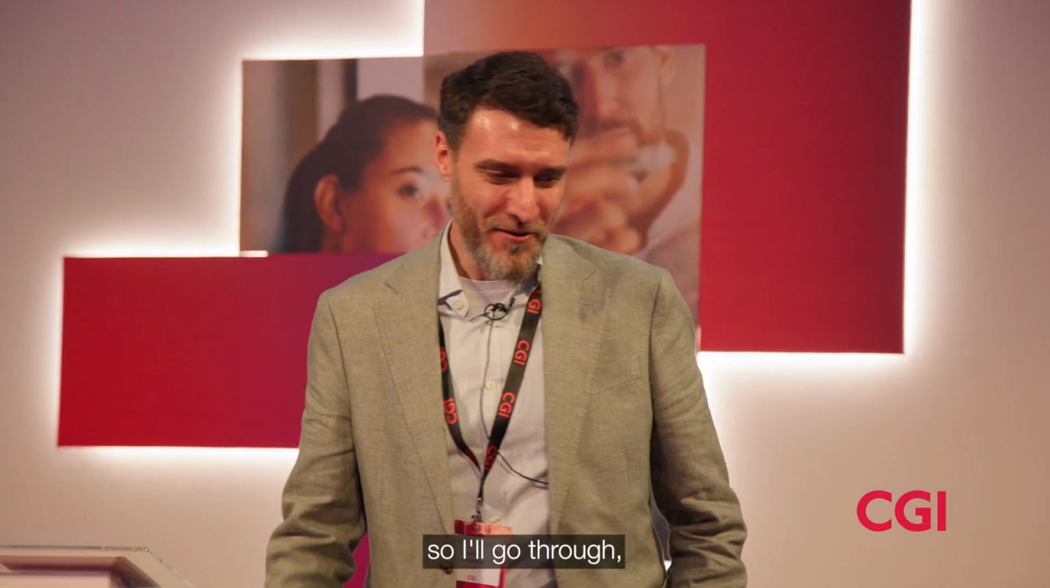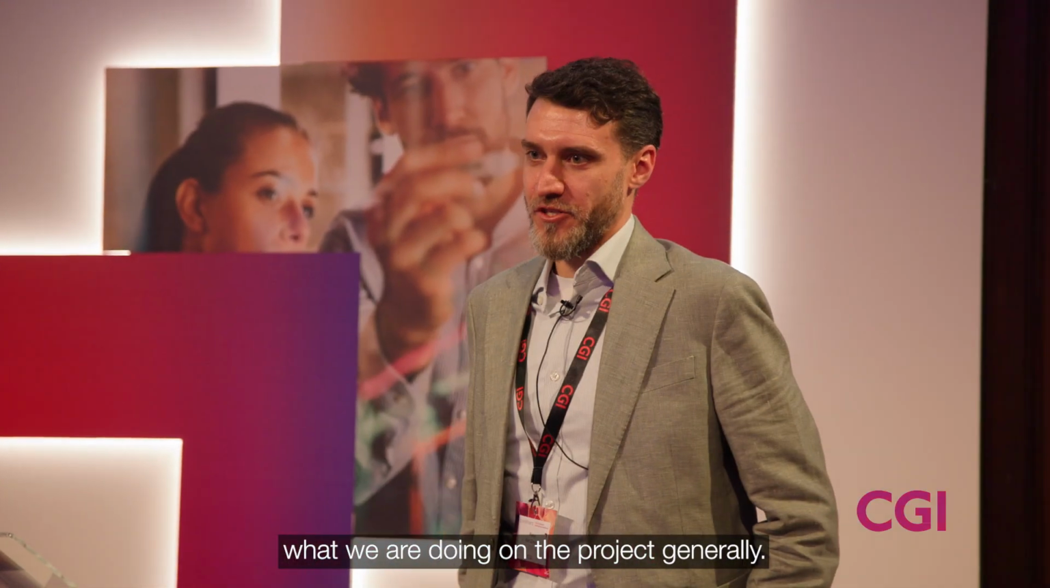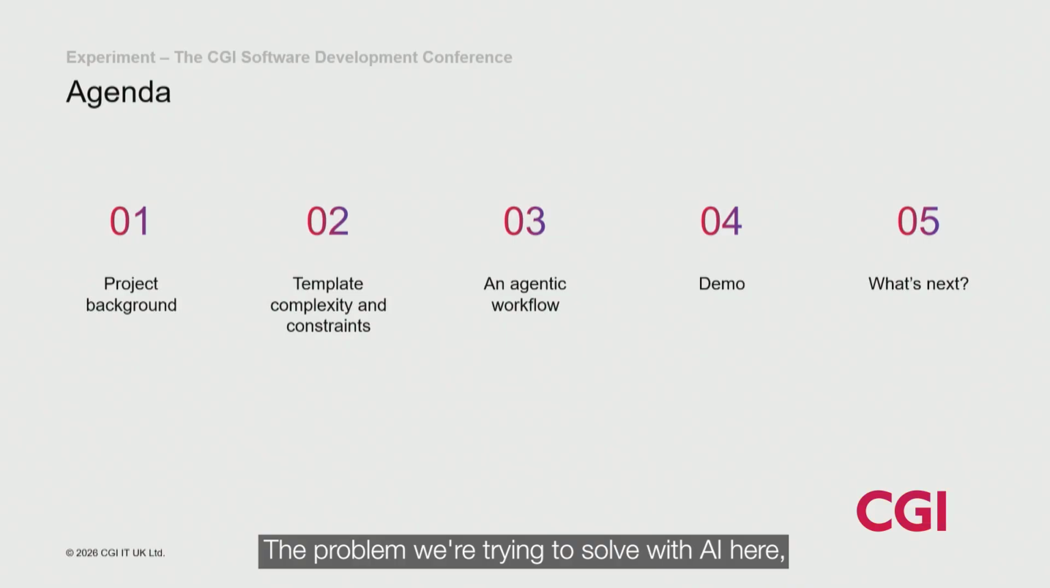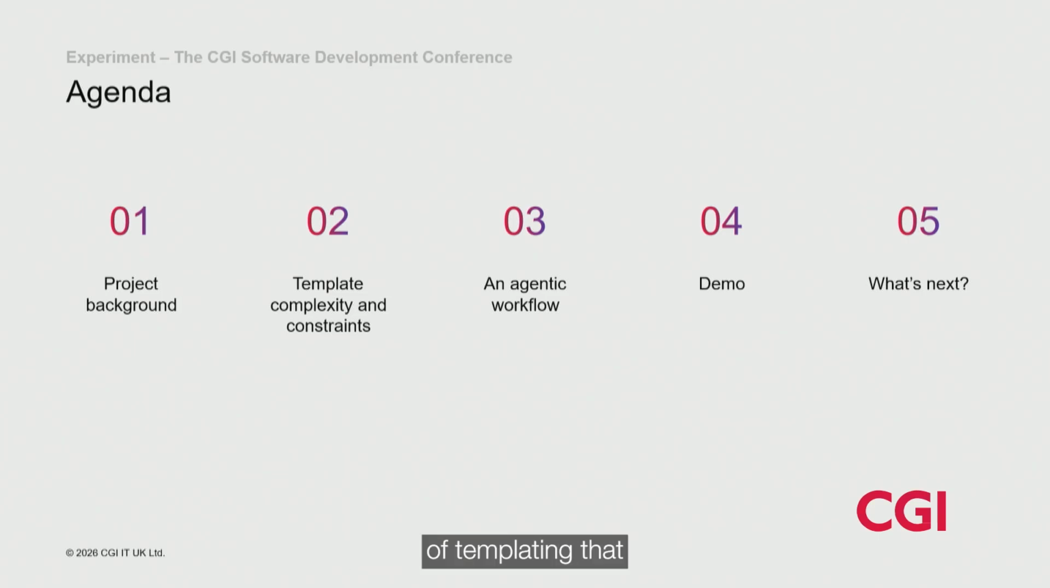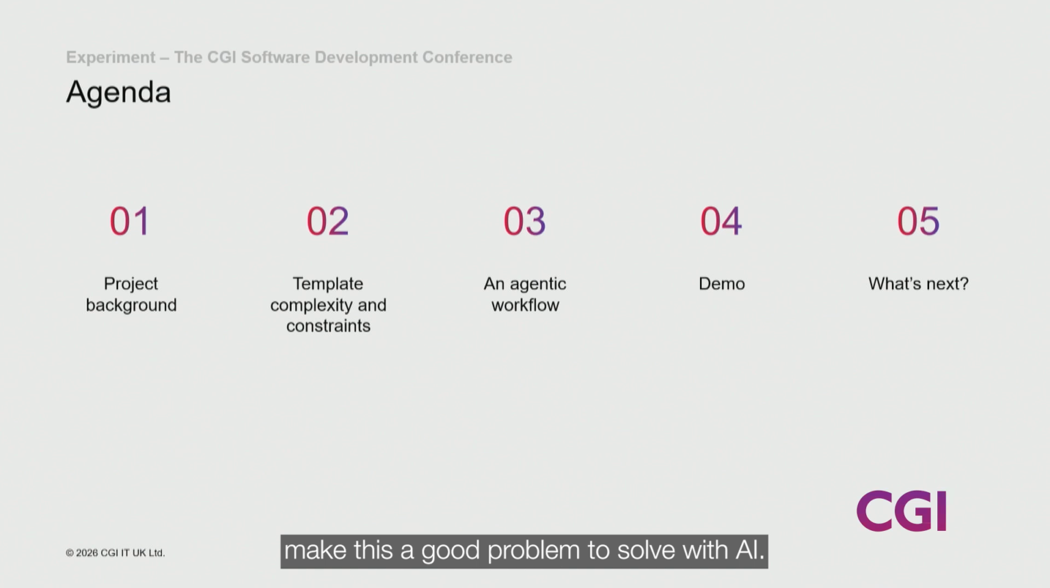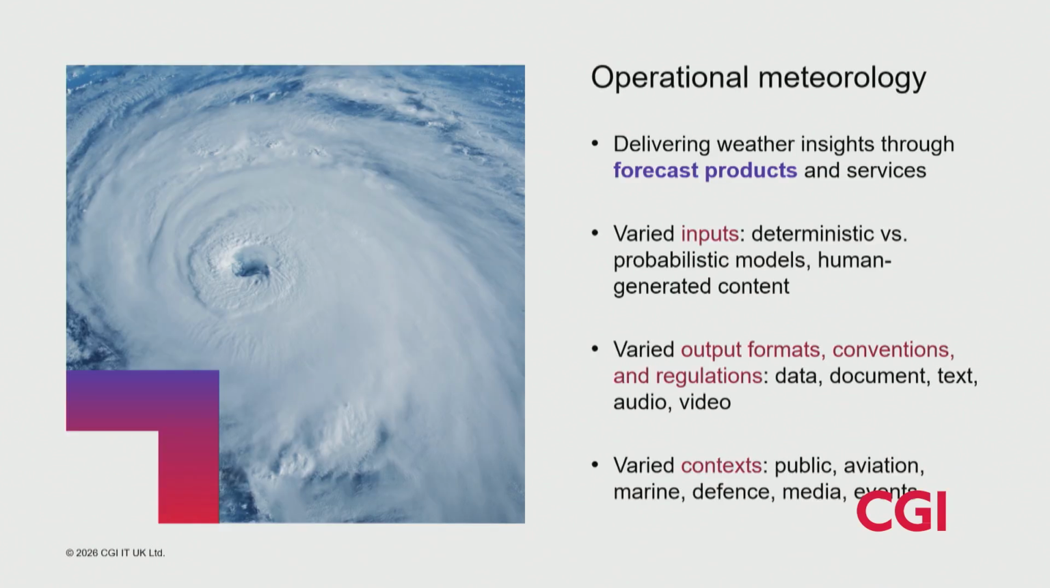But anyway, I'll go through what we are doing on the project generally, the problem we're trying to solve with AI here, and it is to do with templating. So we'll talk about some of the features of templating that make this a good problem to solve with AI. Then go through what we've built, show it off a little bit, and talk about the future.